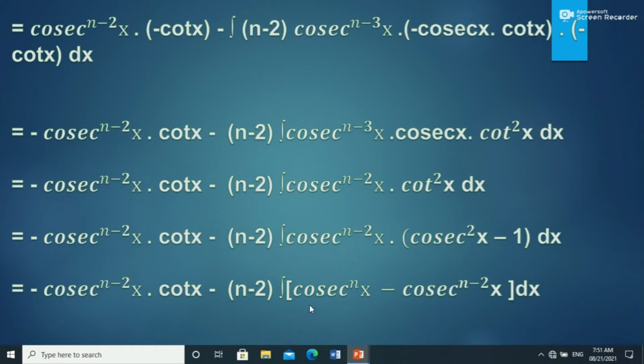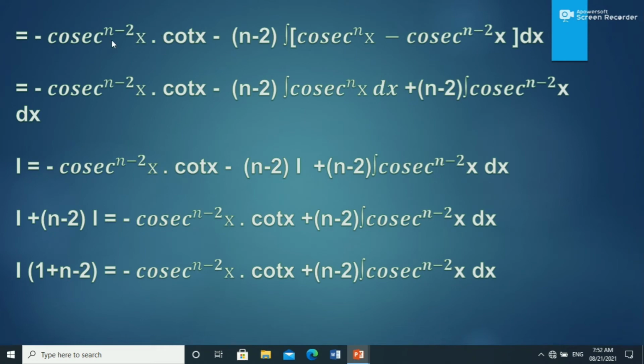Then finally we have obtained cosec^n x minus cosec^(n-2) x minus 1, that is minus cosec^(n-2) x dx. This is the last step, that is minus cosec^(n-2) x cot x minus (n-2) integral of cosec^n x minus cosec^(n-2) x dx.